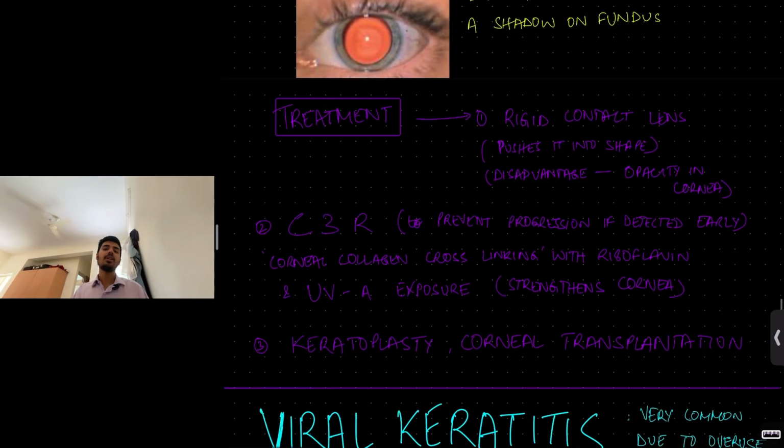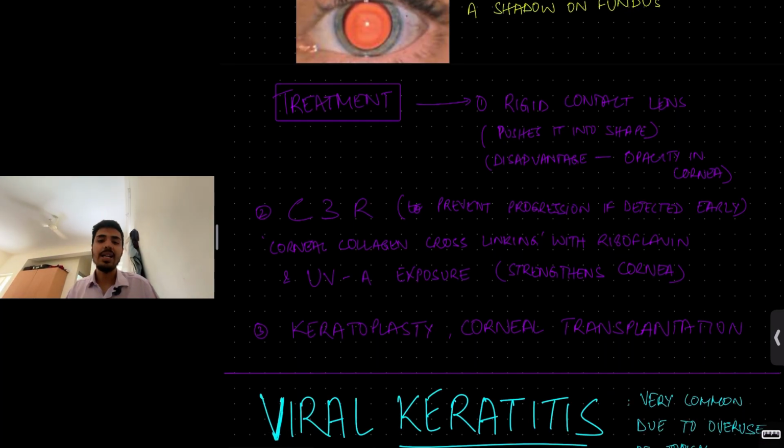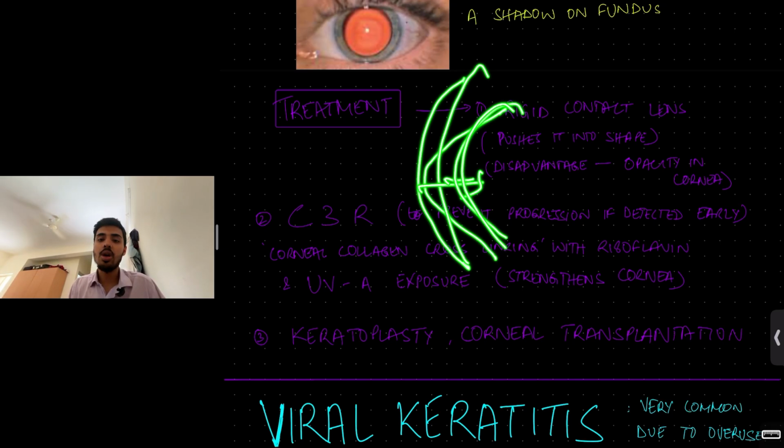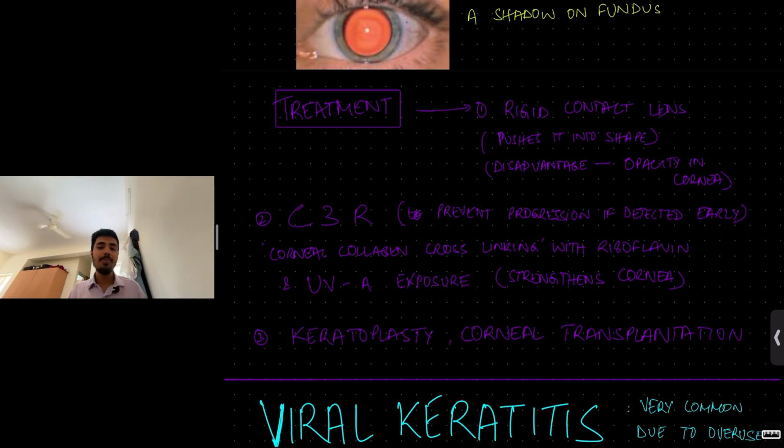Then treatment. You can give a rigid contact lens. What will it do? It will push the cone shaped cornea back into its original shape. But the problem is there's a chance of development of opacity in the cornea. So that is one problem with the rigid contact lens.